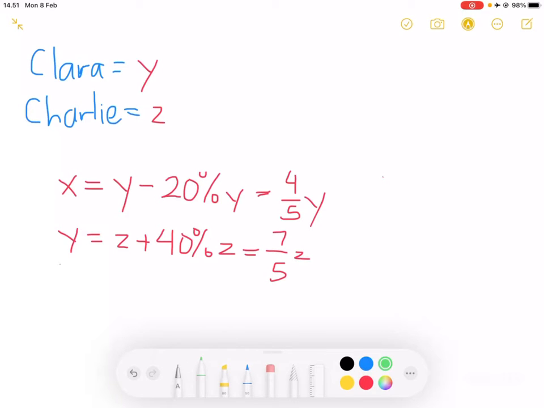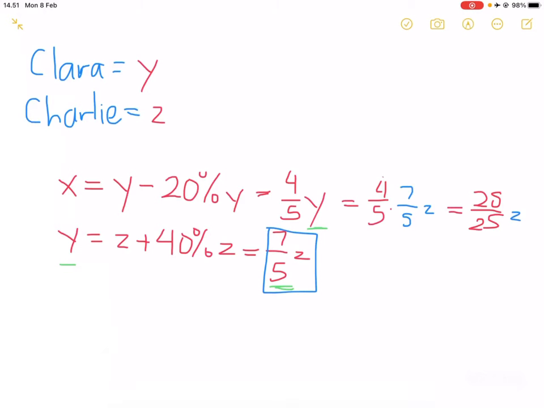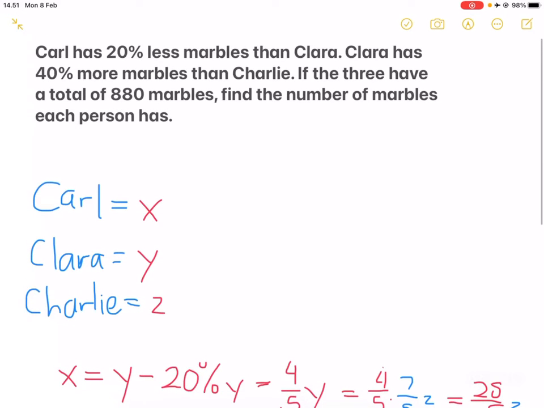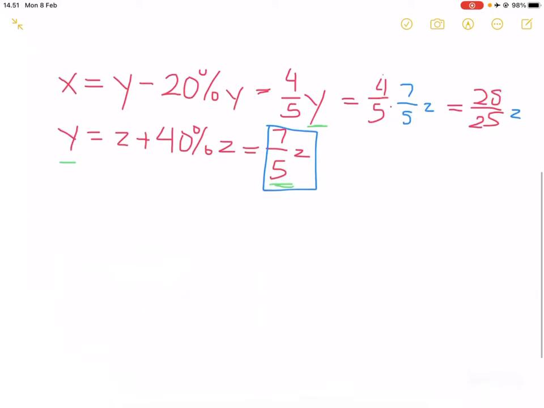And then since we know y is this value, we can just substitute this value into this. So we'll get this will be equal to 4 over 5 multiplied by 7 over 5z, which is just equal to 28 over 25z. So with this information, we can just set up an equation for the total number of marbles they all have in terms of z.